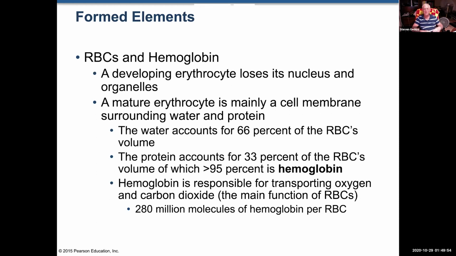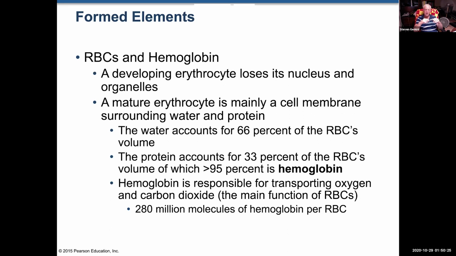Inside the red blood cell, water is about 66%, about 2/3 of the red blood cell's volume. Protein makes up the other 1/3 of the red blood cell, and greater than 95% of that is hemoglobin. So 2/3 of the red blood cell is water, and the other 1/3 is mostly hemoglobin. Hemoglobin is responsible for transporting oxygen and carbon dioxide.